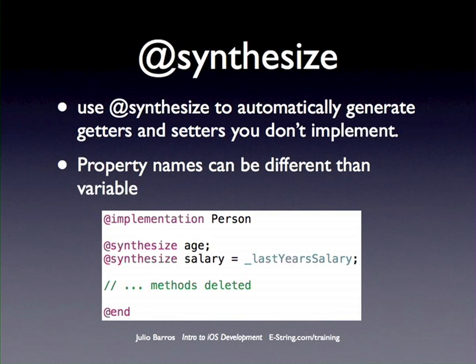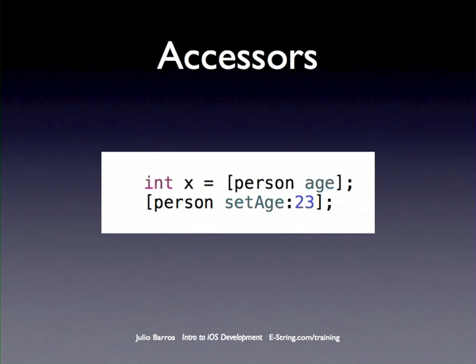Note that this is actually creating methods for you that get and set the values for you. The method to get the age is called age, not getAge. And the method to set the age is called setAge. Let me repeat that. The method to get age is called age, not getAge. And the method to set age is called setAge.